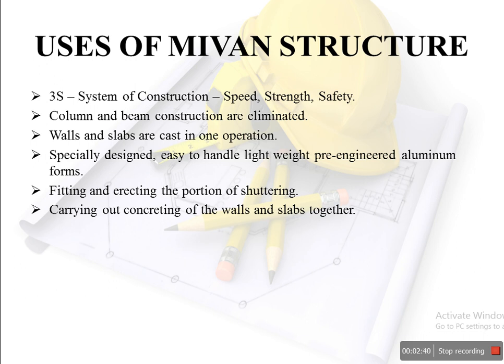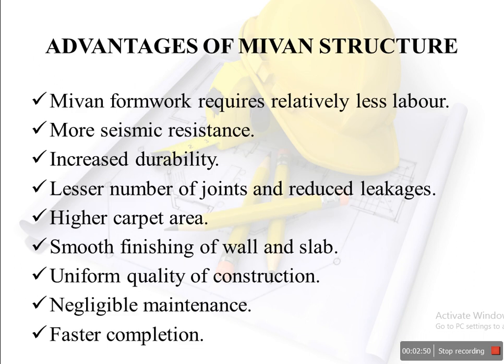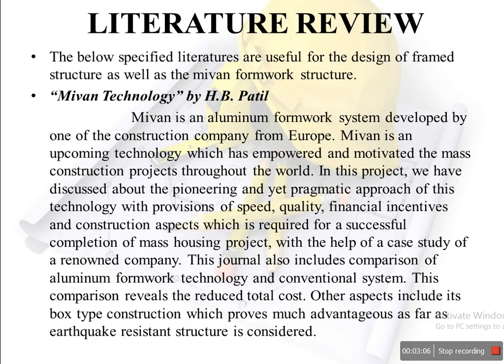Column and beam construction is eliminated. Walls and slabs are cast in one operation. Specially designed, easy to handle, lightweight, factory engineered aluminum forms carry out concreting of walls and slabs together. Advantages of Mivan structure: Mivan formwork requires relatively less labor, is more seismic resistant, has increased durability, a lesser number of joints and reduced leakages, higher carpet area, smooth finishing of wall and slab, uniform quality of construction, negligible maintenance, and faster completion.